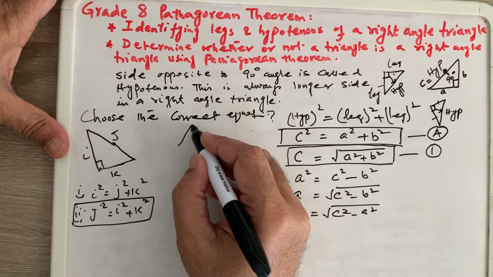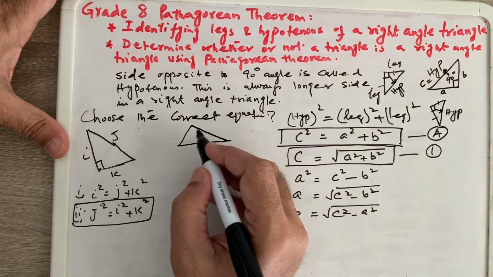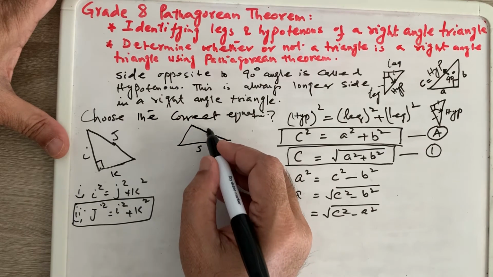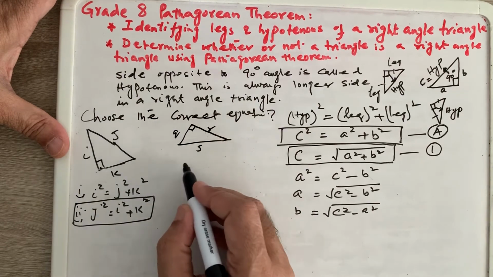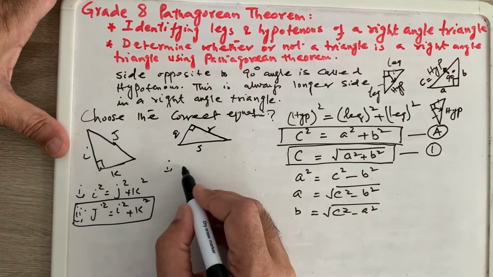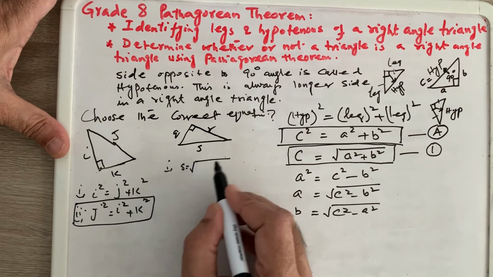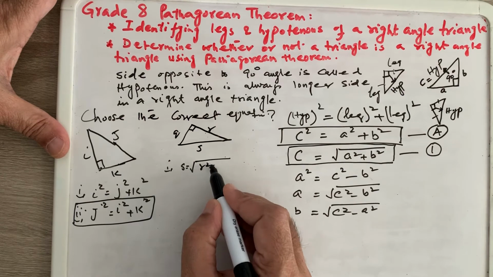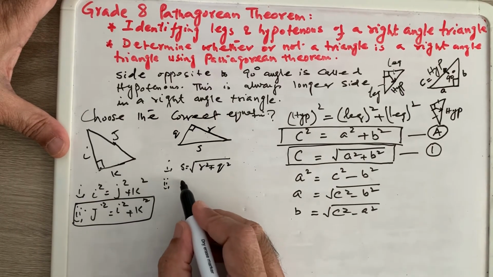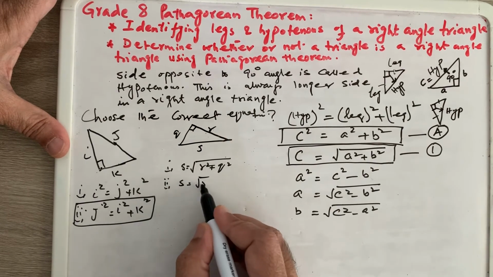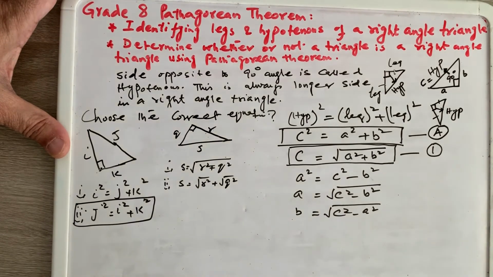This time I have another example. I have this S, I have this R, I have this Q, and this is my 90 degree. And I wrote here two equations. The student needs to find out which one is correct. S is equal to the square root of R square plus Q square, and the second option is S is equal to the square root of R square plus the square root of Q square. So which one is correct?